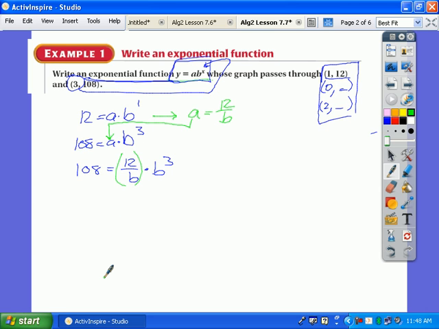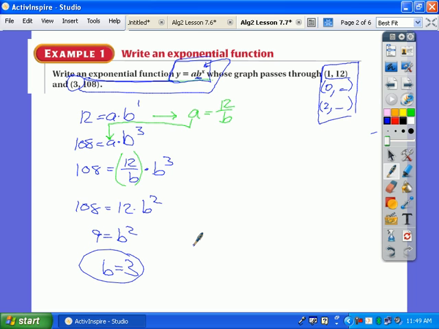Now, we're going to have to do a little bit of algebra. So I have B cubed divided by B. So this is just 108 equals 12B squared. If I divide both sides by 12, I get 9 equals B squared, and B equals 3. I don't need to consider both the positive and negative case because it doesn't make sense to talk about B as a negative value. So B equals 3. But remember, I'm looking for an equation, so I need to know what A is.